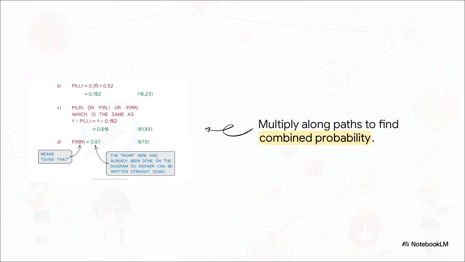And this brilliantly illustrates the math in action. Let's say we want to find the probability of getting a left-handed bowler and a left-handed bowler. We just use our multiply along rule. 0.35 times 0.52 gives us exactly 0.182, or an 18.2% chance. See? The actual math is so much easier once the diagram is set up correctly.